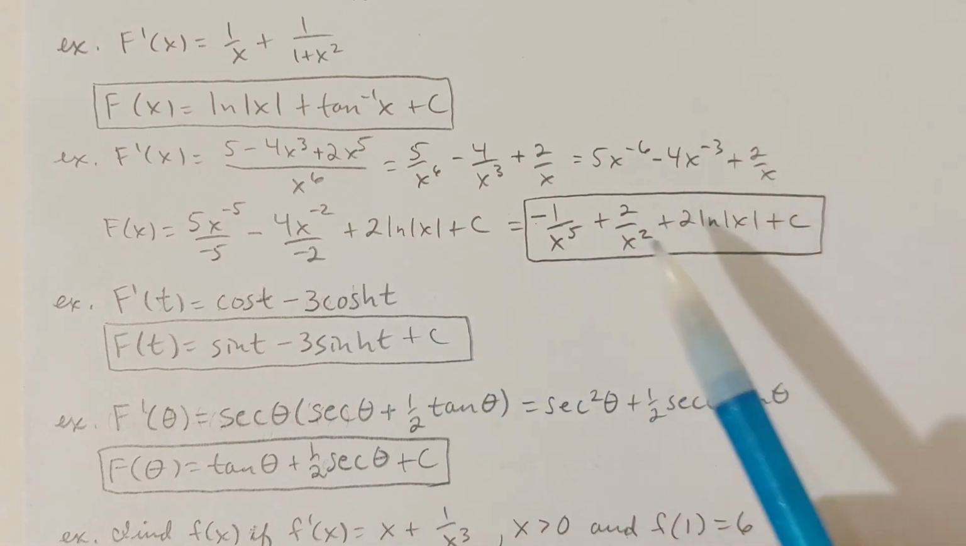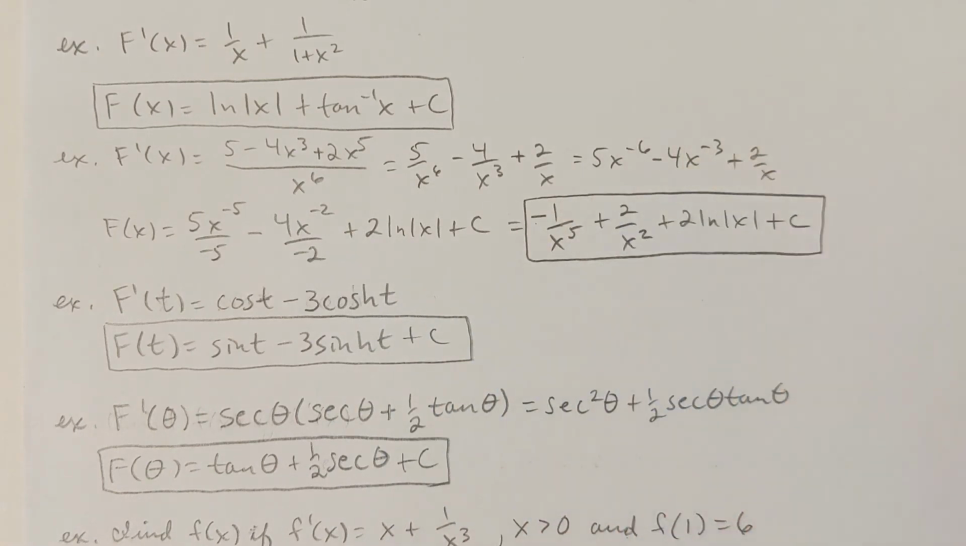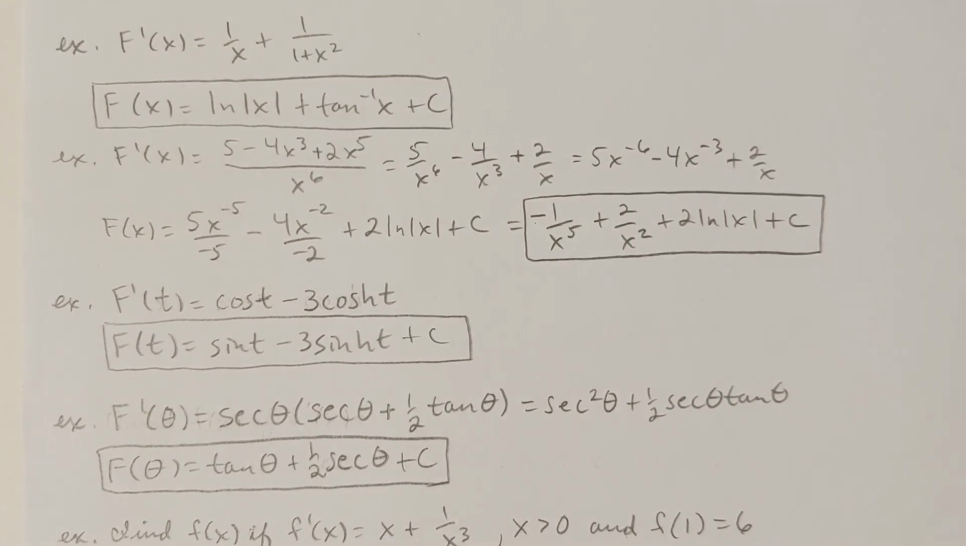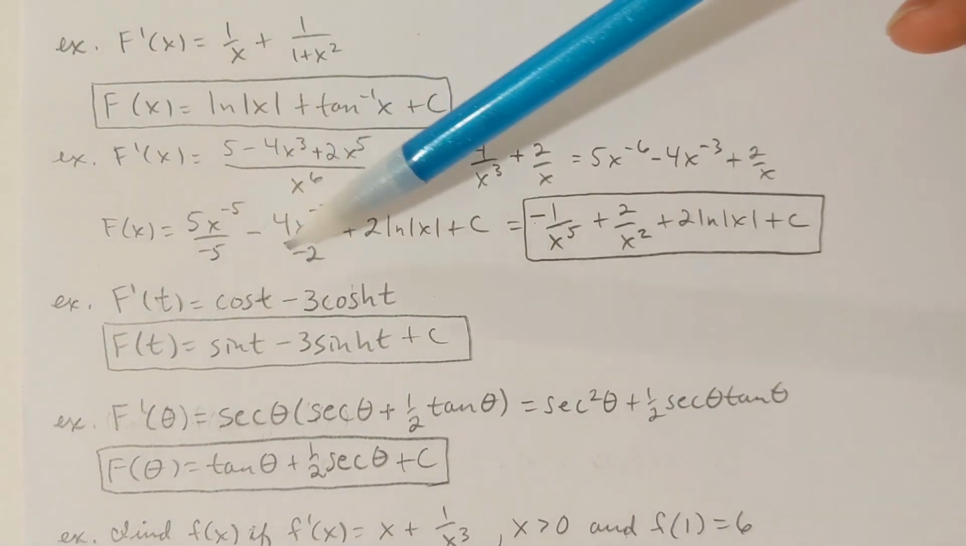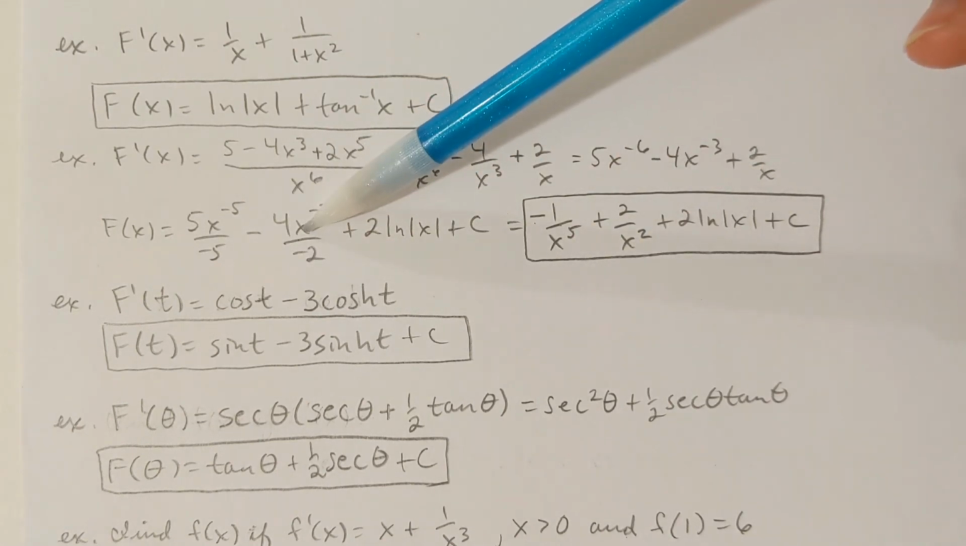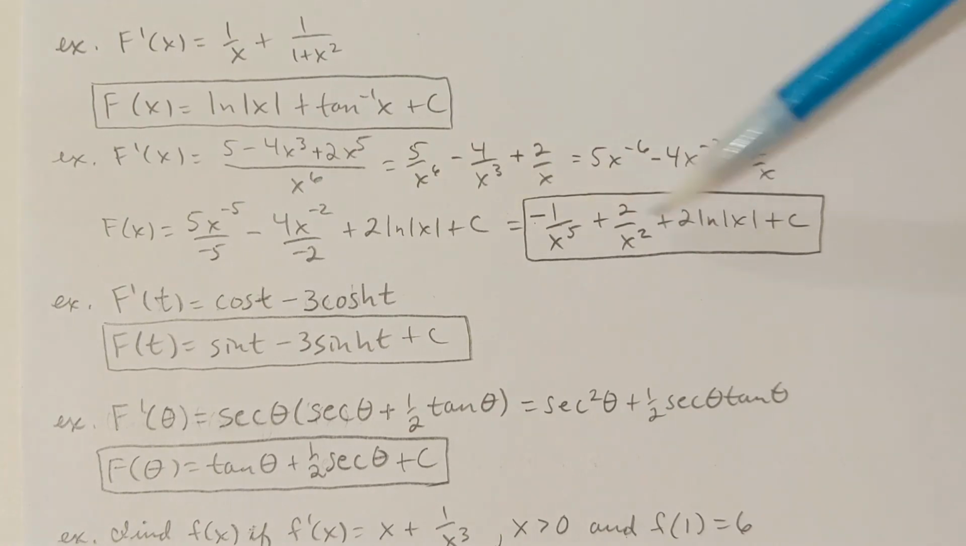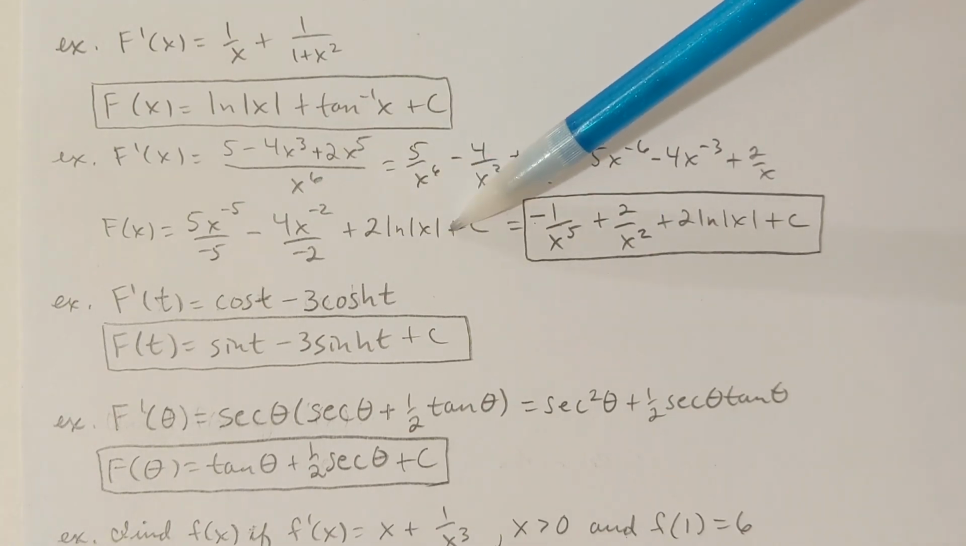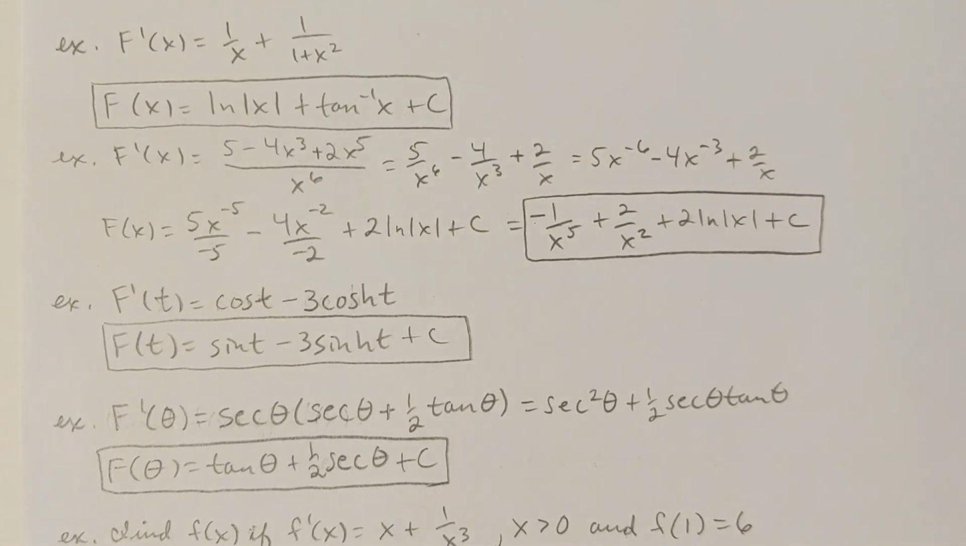Usually we don't want to give our answers with negative exponents, just as was the case with derivatives. So the 5s are going to cancel there. You're going to have negative 1 over x to the 5th, and then plus 4 over 2, which is 2, divided by x squared, and then plus 2 ln of the absolute value of x, plus a constant.